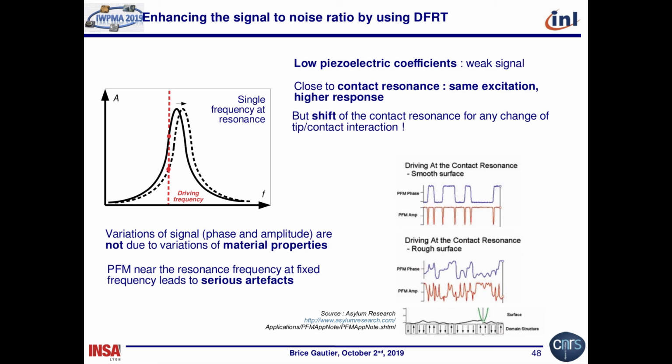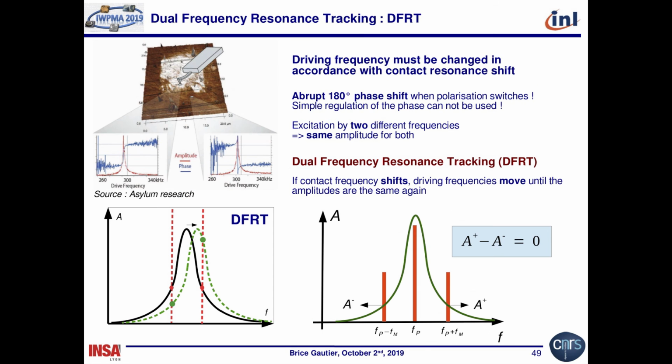So it's not possible to stay at one single frequency, because it's not possible to interpret the variations in terms of piezoelectric coefficient. So you have to find a way to enhance the signal to noise ratio and avoid misinterpretation of the data. Well, this is called resonance tracking. So instead of exciting the sample with one single frequency, you will excite the sample with a carrier, which is more or less at the resonance frequency. And you will add a modulation to this carrier.